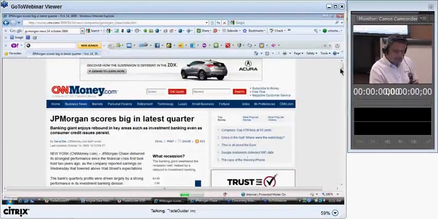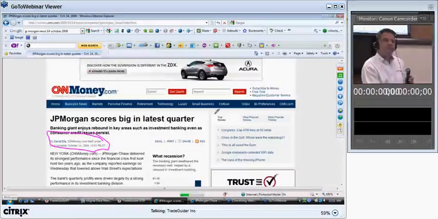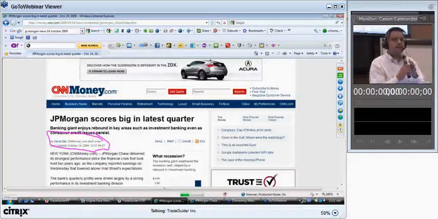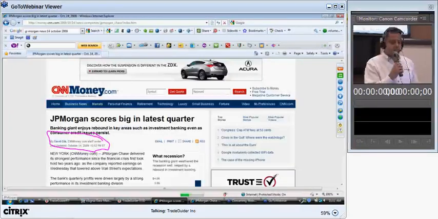Can you all read that? I don't know if you can all see this clearly here. I'll just try and see if I can highlight it here. Okay, can you all see the date? Can you see that? The date? Don't know if it's clear. It's October the 14th, 2009.